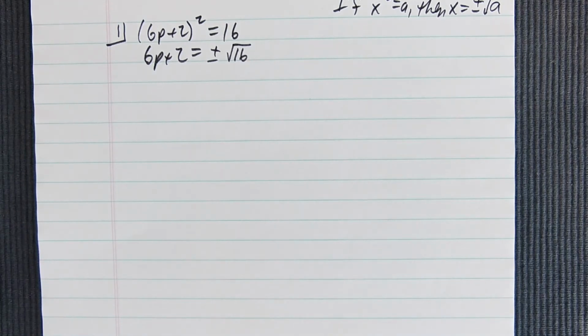This one's very nice because 16 is a perfect square, so all the radicals are going to go away in this case. That doesn't always happen.